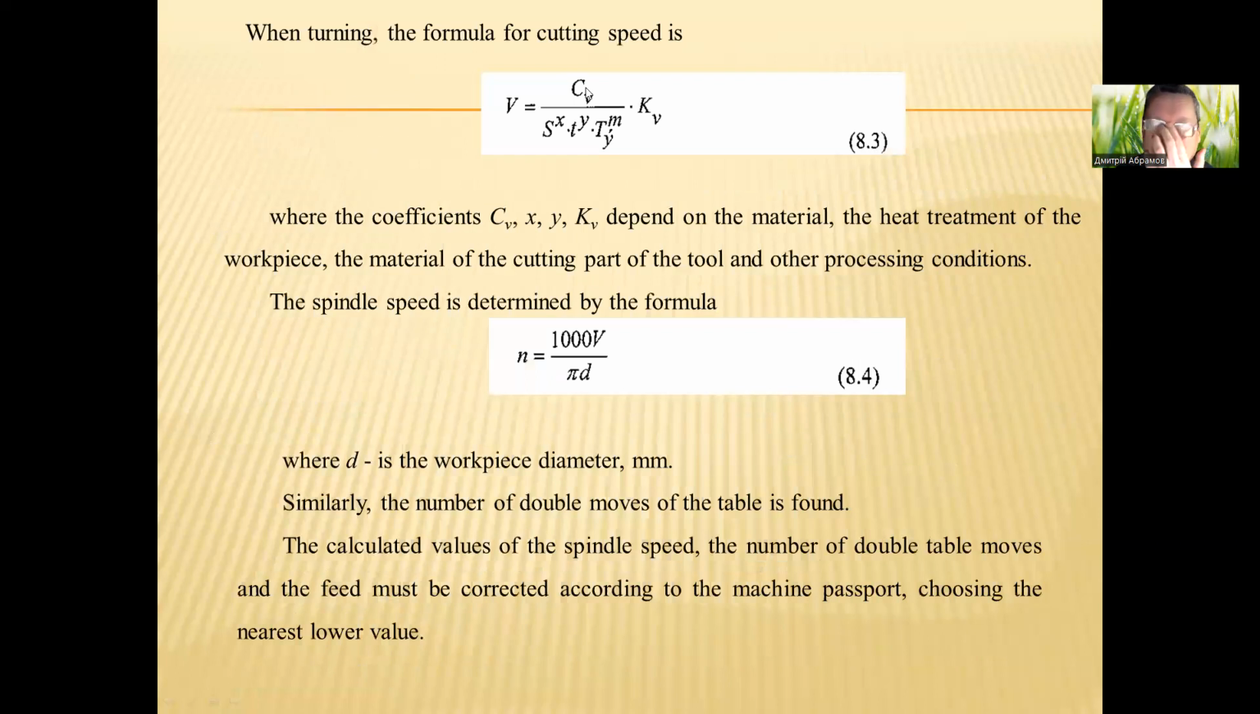And we are continuing with the next slide. When turning, the formula for cutting speed is formula number 8.3. In this formula, we can see the coefficients C suffix V, x, y, K suffix V. All these coefficients depend on the material, the heat treatment of the workpiece, the material of the cutting part of the tool, and other processing conditions.